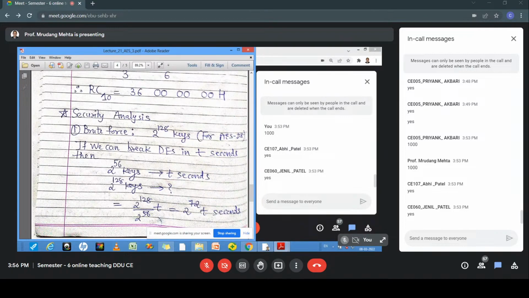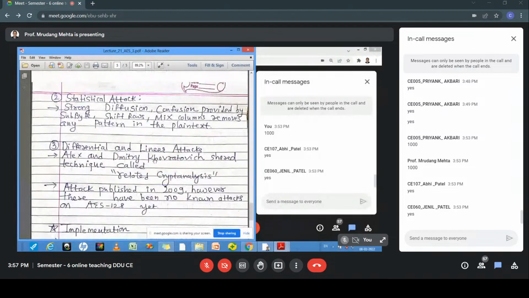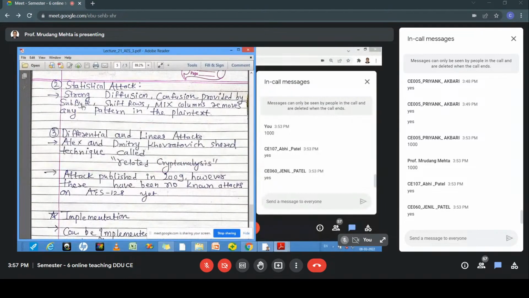Now, if T equals 1, then also 2 raised to 72 is a huge number in terms of seconds, which indicates thousands and more than that years, which is practically impossible. So brute force is not possible. A statistical attack is also not possible because we use strong diffusion and confusion, because we use substitute byte, Galois field, shift row, mix column, right?